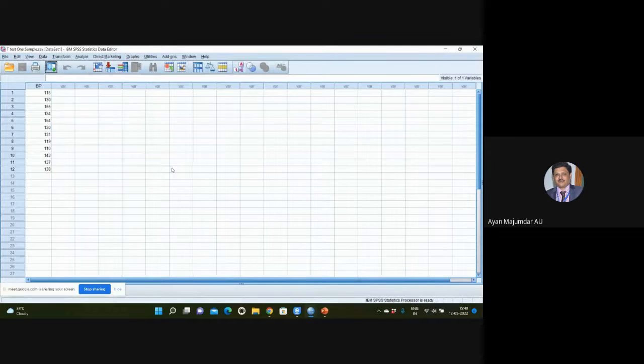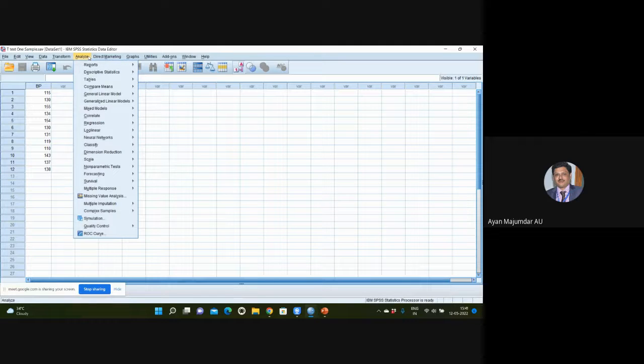This is the blood pressure of the sample of 12 male adults collected. First, we will see what the range of the blood pressure of this group is. So we will go to the Analyze option, Compare Means, One-Sample T Test.